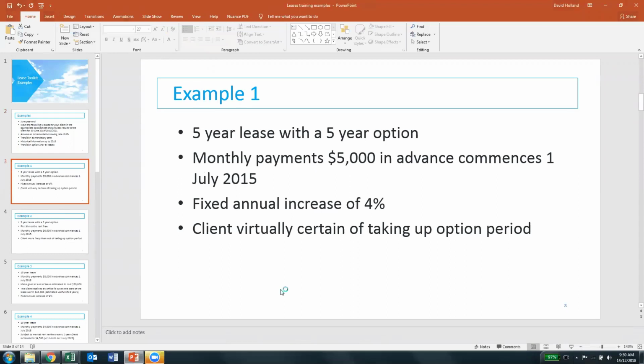And here is the first lease example that I would like you to put in. It's a 5-year lease with a 5-year option period. Monthly payments of $5,000 in advance, and the model assumes all payments are in advance in any case. It commences on 1 July 2015. There's a fixed annual increase of 4%, and the client is virtually certain of taking up the option period. Once again, please pause this recording and go and input example 1 into the correct spreadsheet.